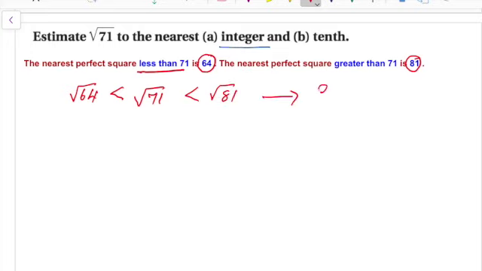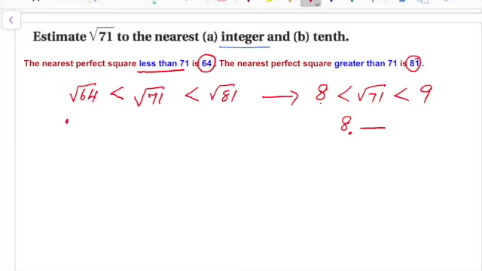The square root of 64 is 8. We still don't know what the square root of 71 is, but we know it is going to be between 8 and 9. So you will get a decimal number between 8 and 9. It's going to be 8 point a decimal number.